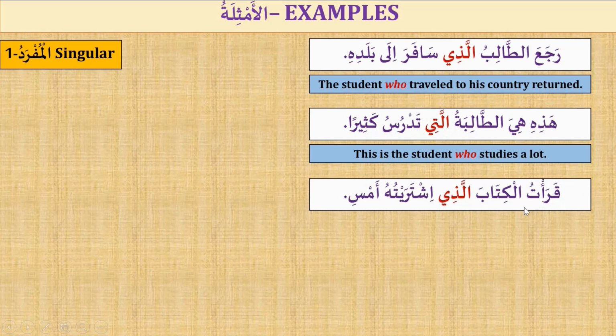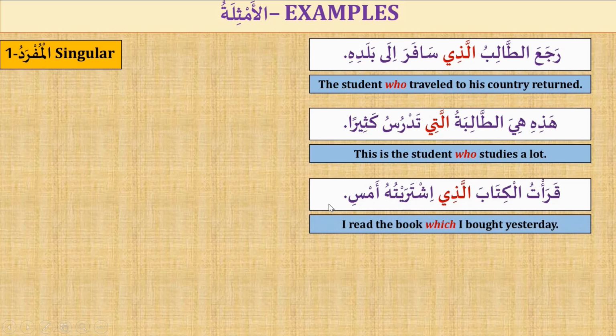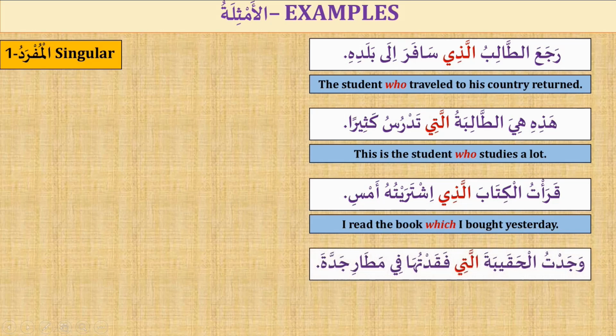Next example. قرأت الكتاب الذي اشتريته أمس. I read the book which I bought yesterday. قرأت, I read. الكتاب, the book. الذي, which or that. اشتريته, I bought. أمس, yesterday. This is masculine and the next is feminine.